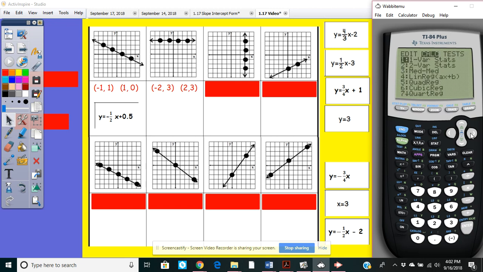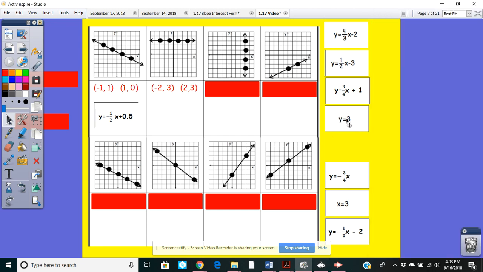So Stat, over to Calc, 4 for linear regression, and then down to Calculate, and I've got a slope of 0 and a y-intercept of 3. Remember, when they are horizontal lines, they are y equals. So we need this one right here that says y equals 3.